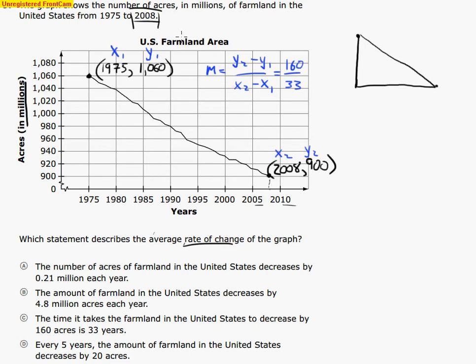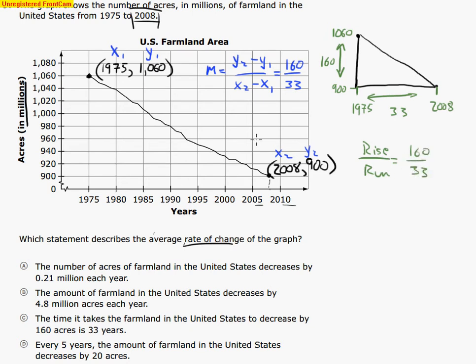Or you can just go ahead and use common sense. You think to yourself, oh, I start at 1,060 up here and I drop down to 900 here. What was the change? Well, the change was 160. And then you can also think to yourself, well, if I started in 1975 and I want to work all the way over to 2008, that change along the x-axis was 33 years. So we know that my rise over my run was 160 over 33.